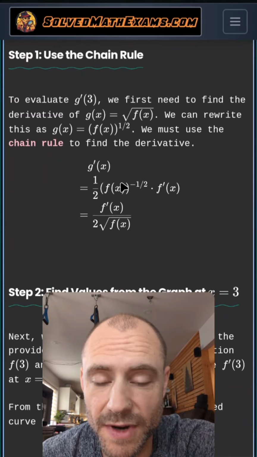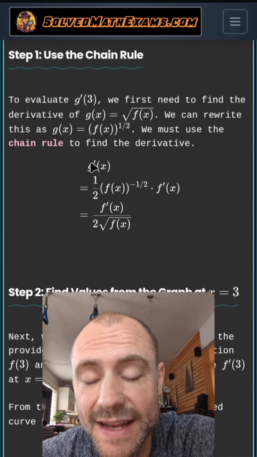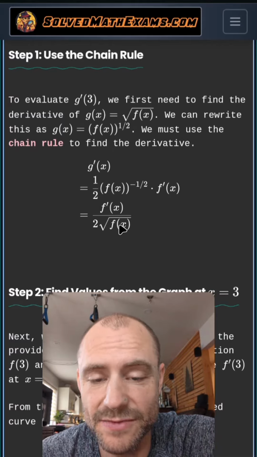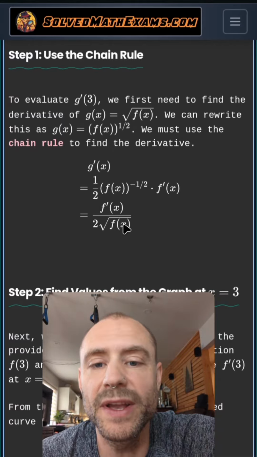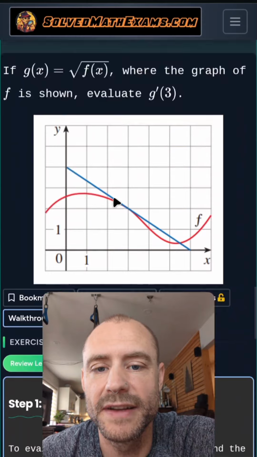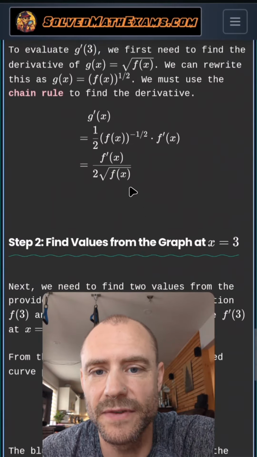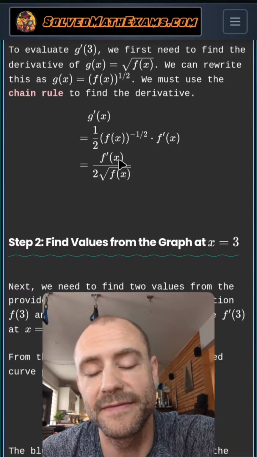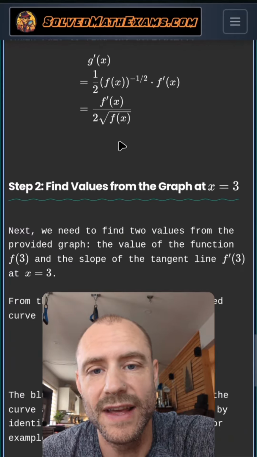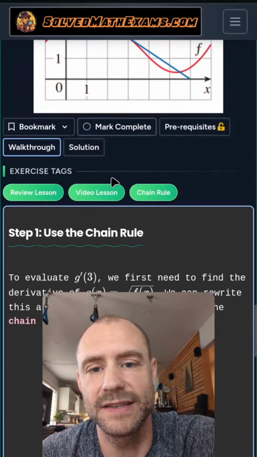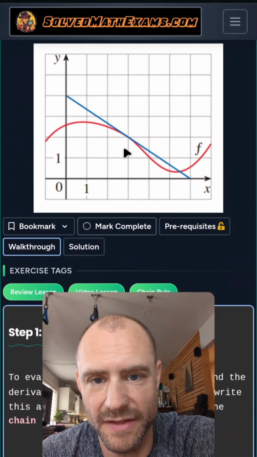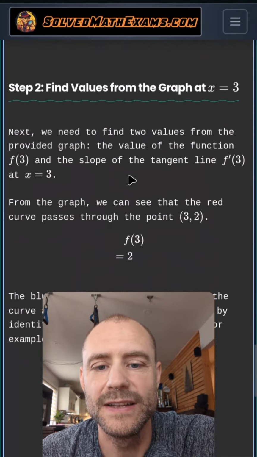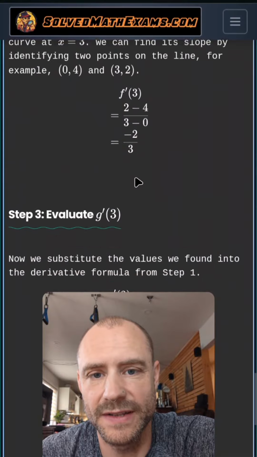Okay. In this question, we're interested in g prime at 3, so we can replace all the x's with 3's. And then we can use our graph from above to find all these missing values. So for example, if we want f prime at 3, well, we already found that. That's negative 2 over 3. If we just want f at 3, that's easy too, because we just go to f at 3 and that was equal to 2. So we just plug those values in and then we're going to simplify.